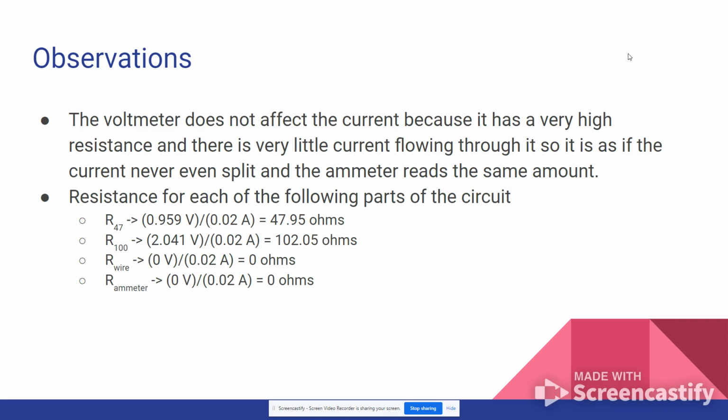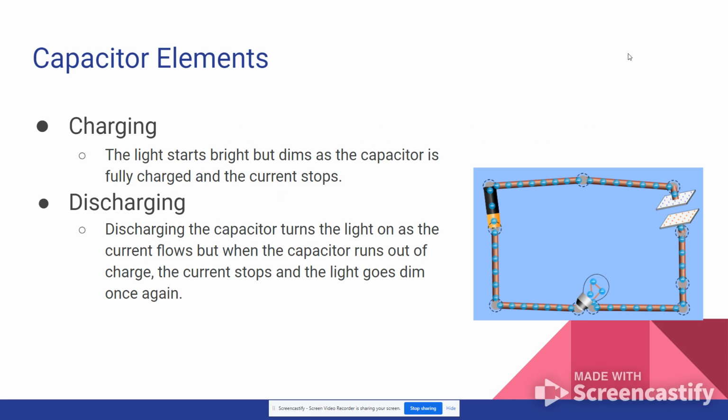The resistance for each of the following parts of the circuit, according to Ohm's law, was 47.95 ohms for the 47 ohm resistor, 102.05 ohms for the 100 ohm resistor, 0 for the wire, and 0 ohms for the ammeter, since those do not have any resistance.